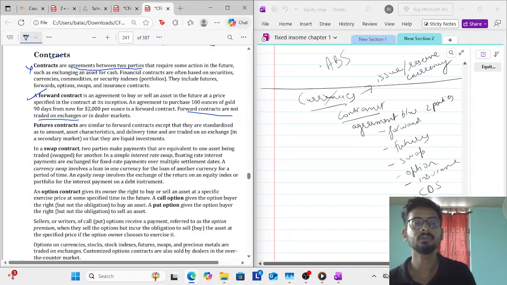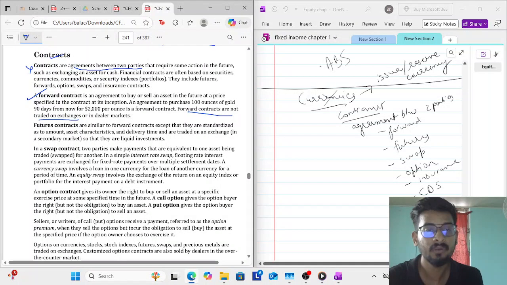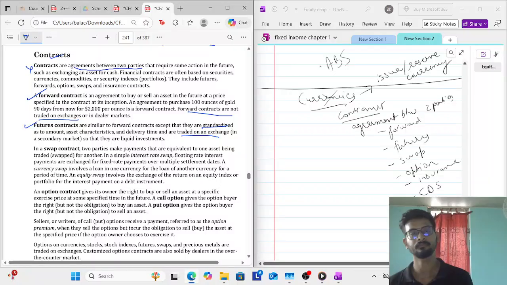Okay, so the forward contract means you are agreeing with a person that you will buy or sell at so and so rate with so and so agreements and all, with your own restrictive and affirmative statements. Now what actually are futures? They are standardized and traded on exchange. That is the major point here, and they are liquid investments.